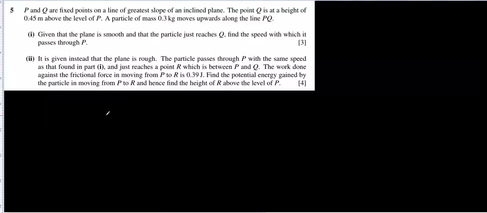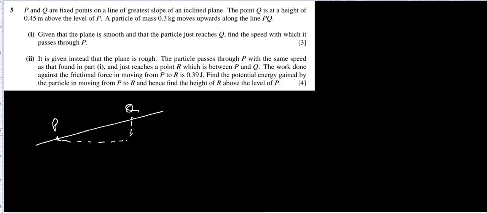In question number 5, they're saying that P and Q are two fixed points on an inclined plane. So let's say this is P and this is Q. Q is 0.45 meters above the level of P. So if I make it a triangle, this height difference between them is 0.45 meters.